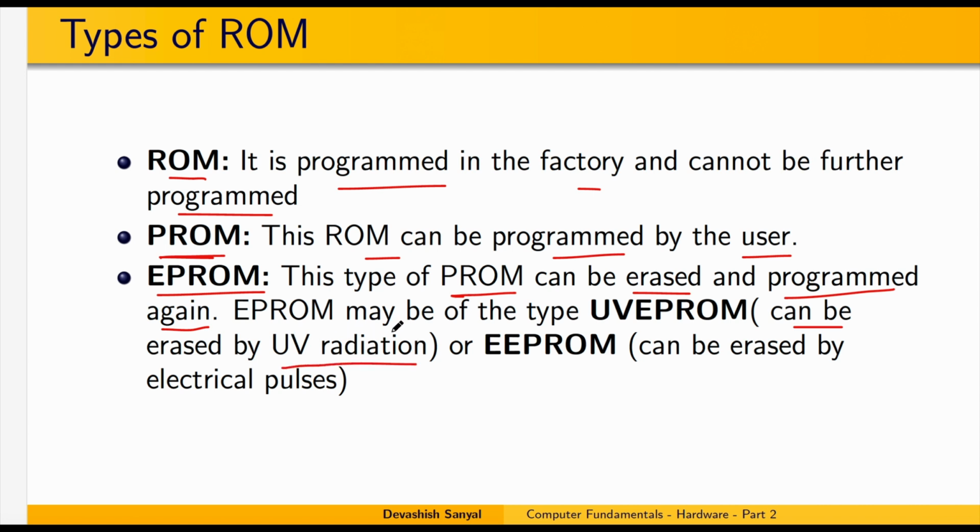So EPROM may be of the type UV EPROM. This is another kind of ROM which uses ultraviolet rays to erase whatever information is there in the ROM, and then if you want you can reprogram it. Another way of erasing data from ROM is using electrical pulses. So this is EEPROM. So these are the kinds of ROMs you can have.